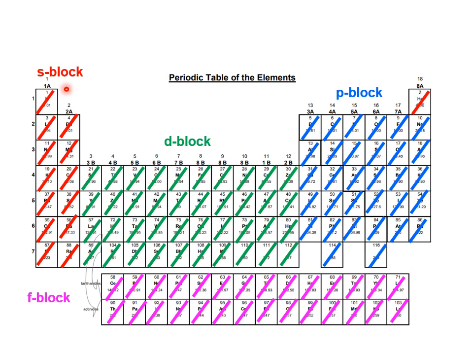So here's just another representation of the blocks. The S blocks are these first two columns plus helium. The P blocks are these last 6 columns. The D blocks are sandwiched between the S and the P block, and the F block is this group of 2 rows at the bottom.